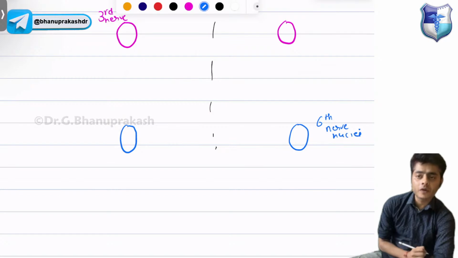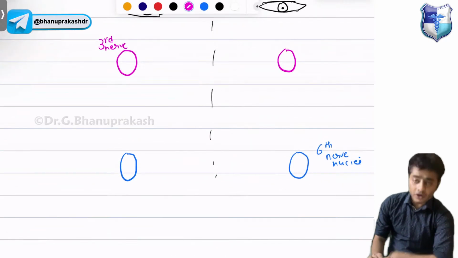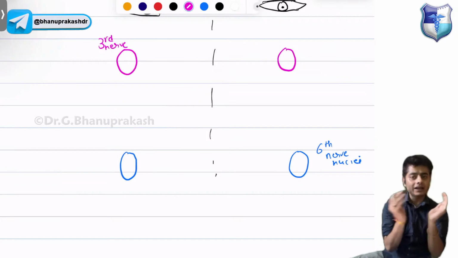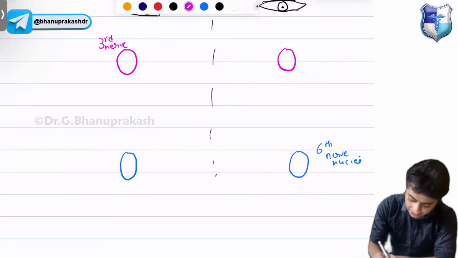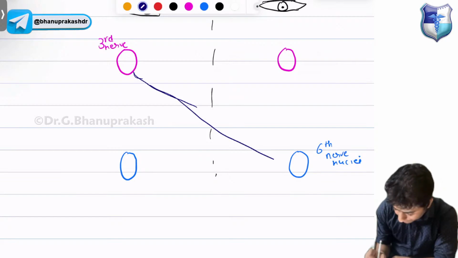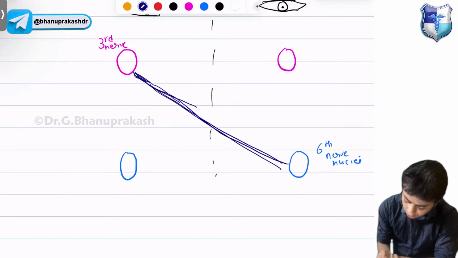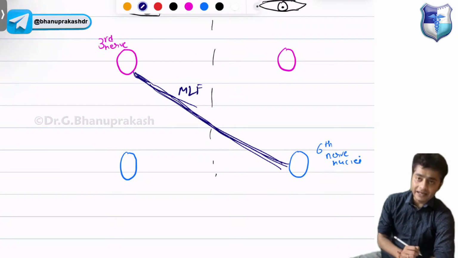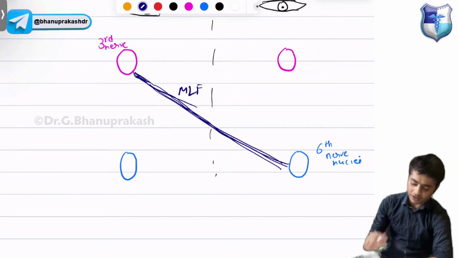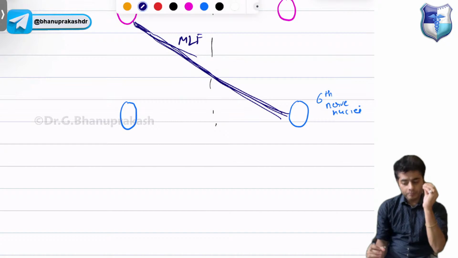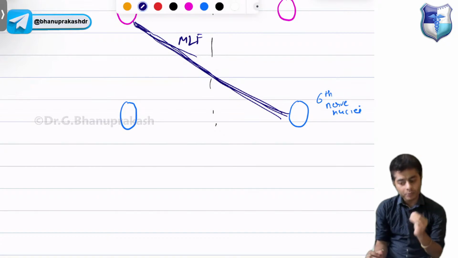nuclei. Okay, sir. Now we all know that the sixth nerve abducens nuclei and third nerve nuclei are connected with each other. They are connected with each other with a special type of fiber, and this fiber is your MLF. That is your medial longitudinal fasciculus. Okay, sir.